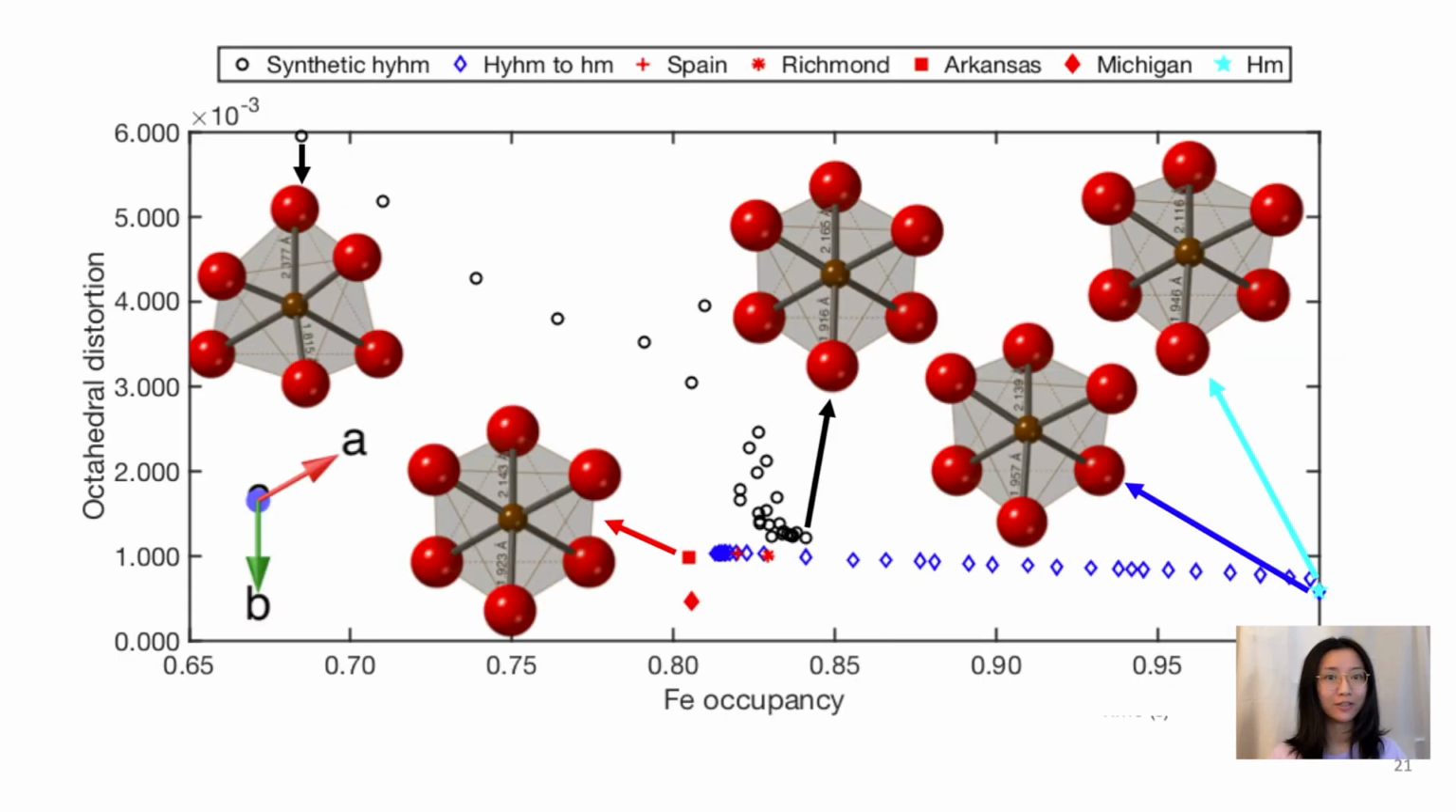We are very excited to find that our synthetic hydrohematite has a very similar structure to the naturally occurring hydrohematite. We have synthesized hydrohematite that has the same degree of octahedral distortion and iron occupancy compared to the natural hydrohematite. Now we can make hydrohematite without the goethite impurities.